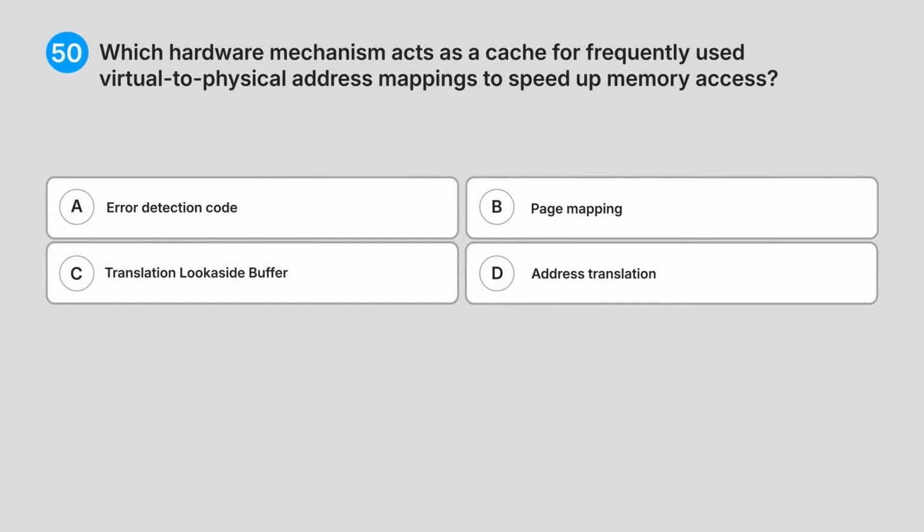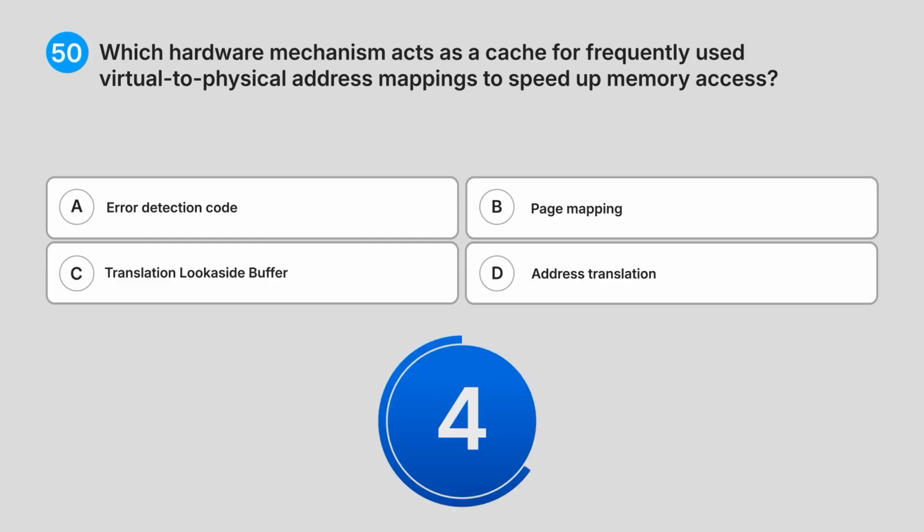50. Which hardware mechanism acts as a cache for frequently used virtual to physical address mappings to speed up memory access? A. Error detection code. B. Page mapping. C. Translation look-aside buffer. D. Address translation. Do you know the answer?